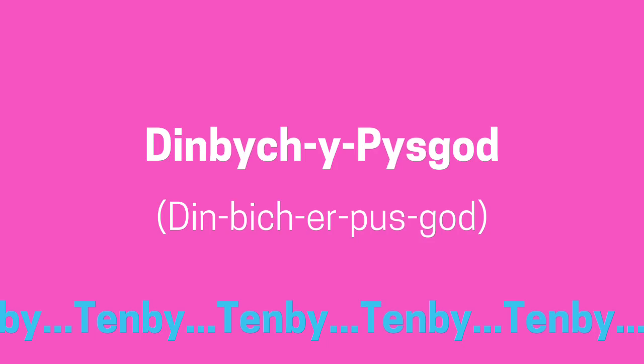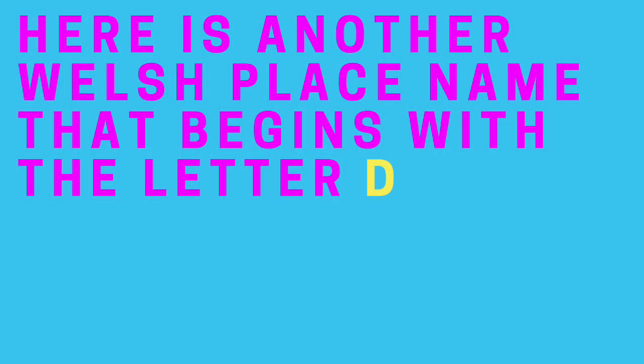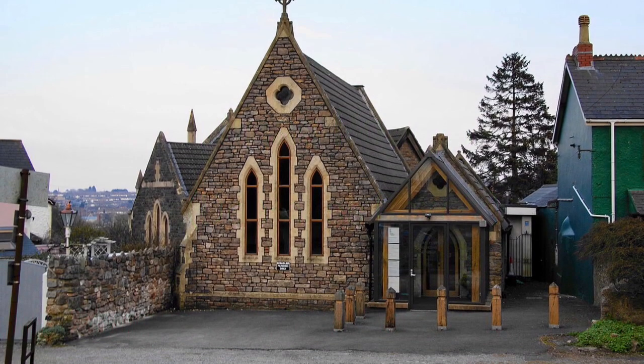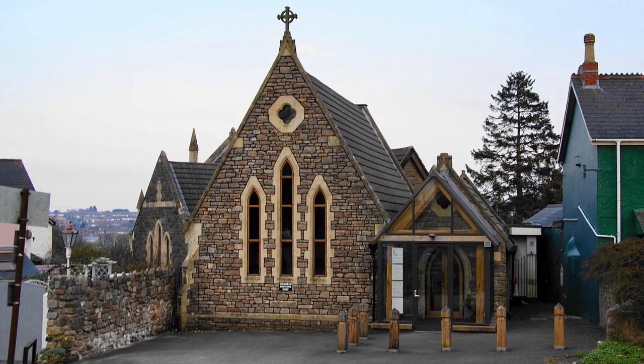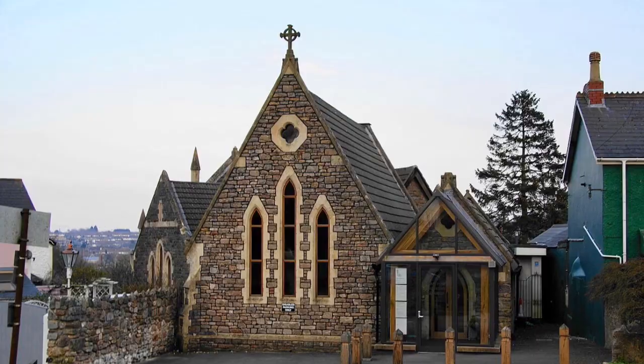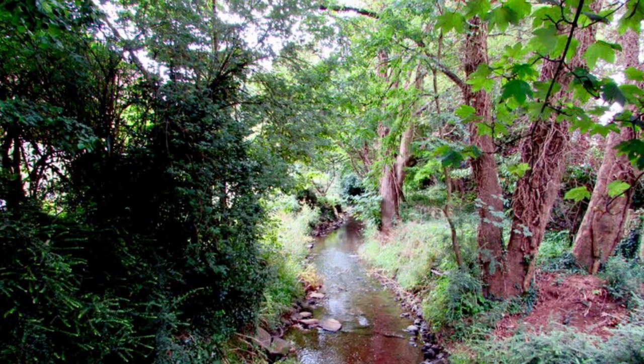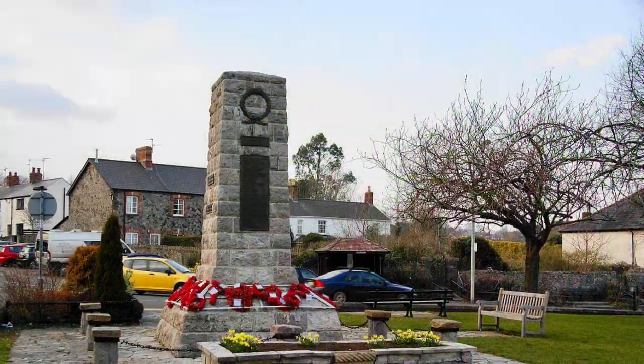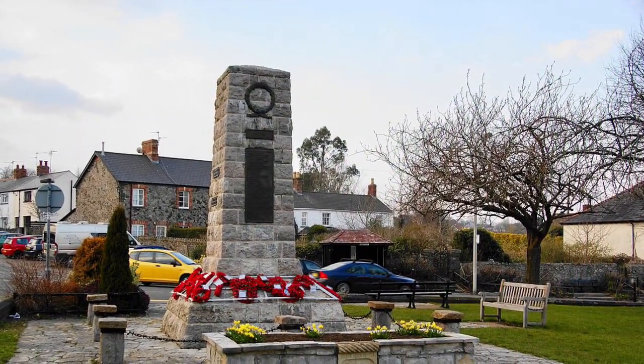Tenby. Here is another place name beginning with D. Dinas Powys. It's a large village 5 miles outside of Cardiff, which takes its name from the Dinas Powys hill fort that dates back to the Iron Age. Dinas Powys.